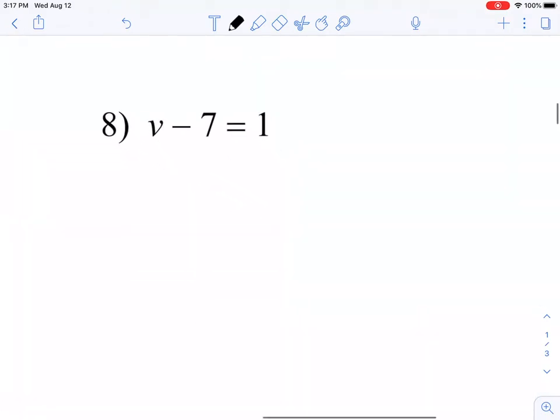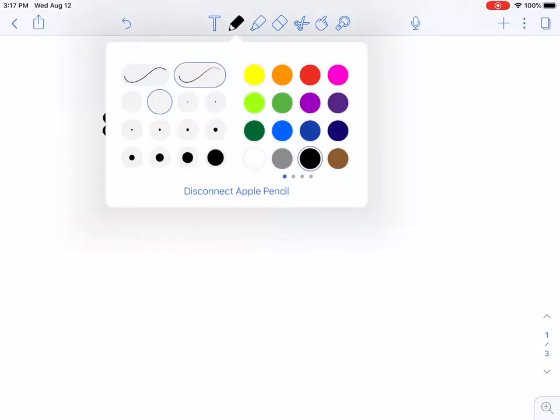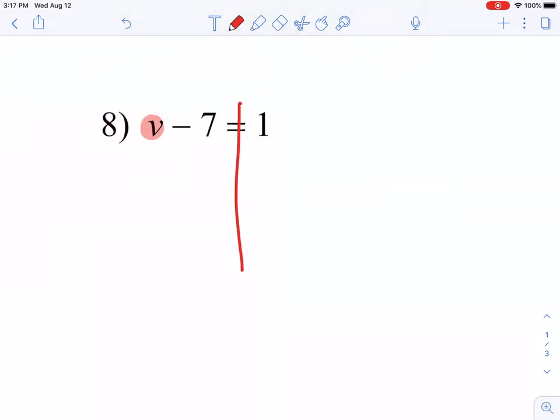Number 8, I need to get v by itself, and right now there is a -7 hanging out with it. So I need to get rid of this -7. What is the opposite of -7? It is +7. So the opposite of -7 is +7, and a -7 and a +7 cancel each other out.